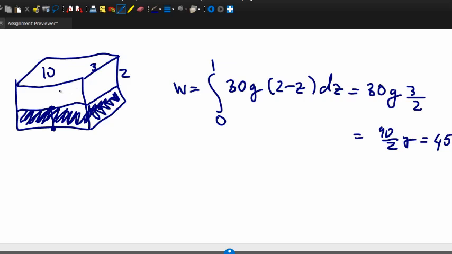The top of the tank is closer to the pumping area, so I will move this piece less, but the bottom is farther away, so I need to move it more. So to pump the bottom half, I have to do more work. For the top half, I will need less work. Okay, we will continue these kinds of problems on Tuesday in class.